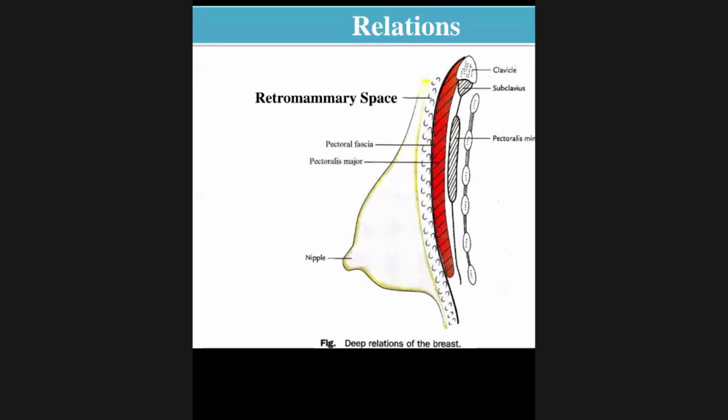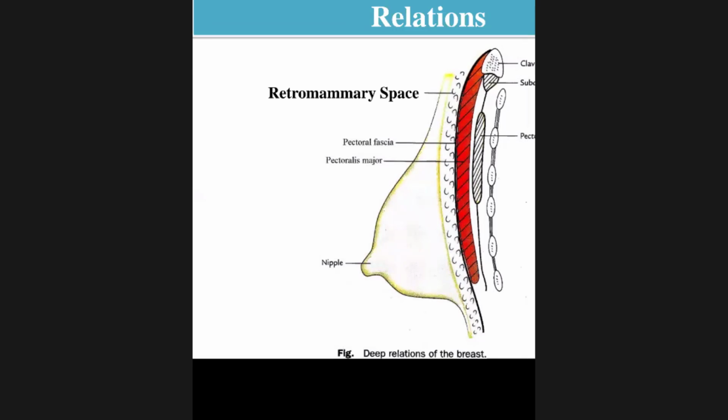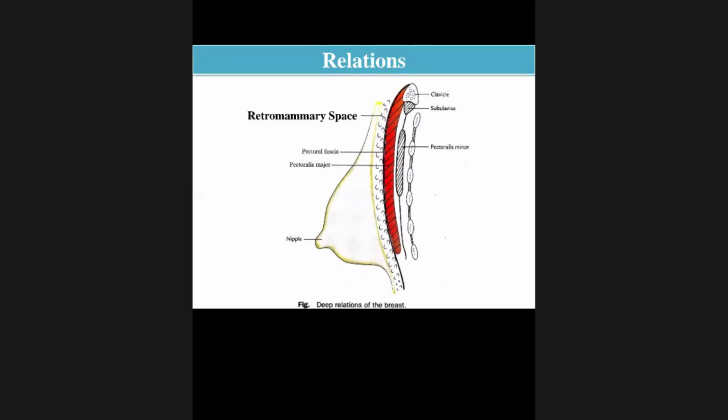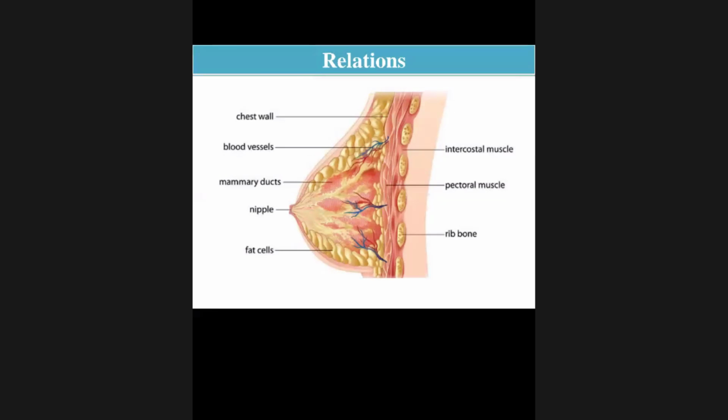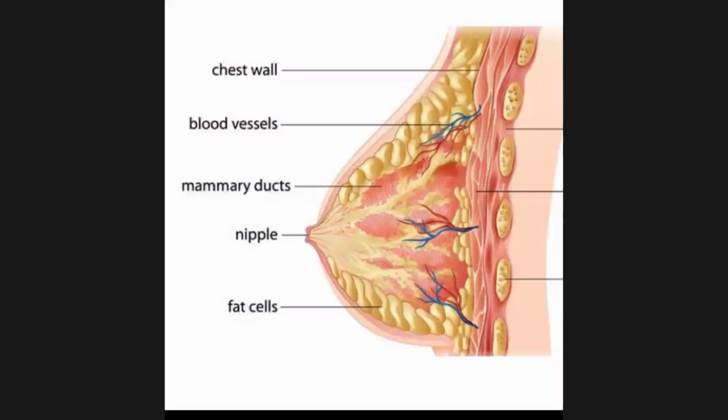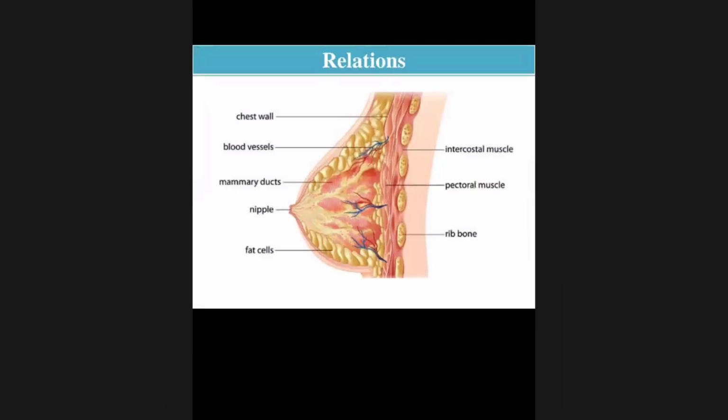Again, I want to show you here the retromammary space. Just behind the mammary gland there is a space called the retromammary space. Another picture we can see here: there is the retromammary space and then the muscles.